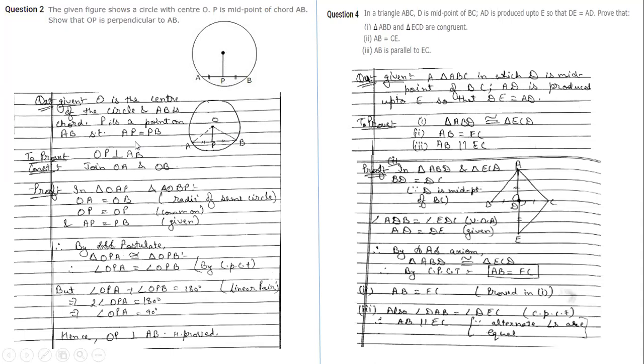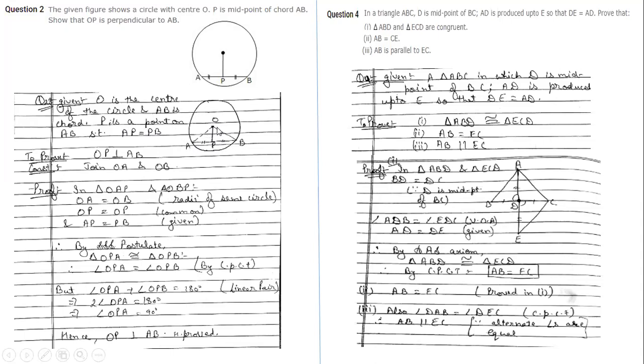Now, see, it is given to us that O is the center of the circle and AB is the chord. P is the point on AB such that AP is equal to PB. We have to prove that OP is perpendicular to AB. If OP is perpendicular, that means angle OPA or angle OPB is equal to 90 degrees. If a line is perpendicular to the given line, that means these two lines intersect at 90 degrees. So for this, we have to do some construction.